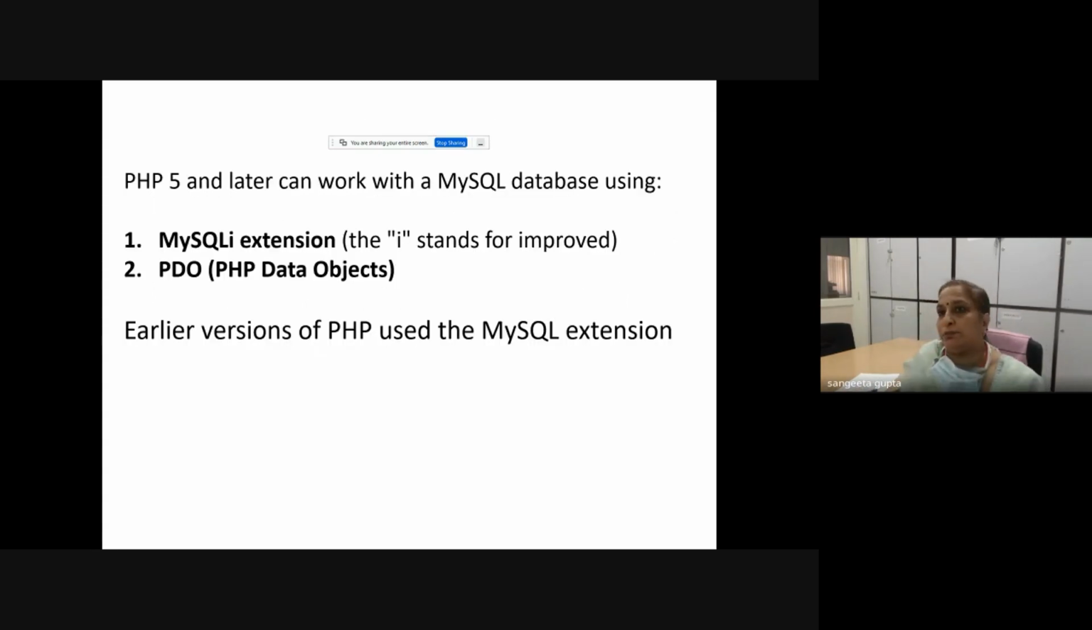Now here I will say, earlier, meaning before PHP 5, we were having MySQL only. Now we are having two more things: the MySQLi extension, where i stands for the improved version, and the other is PDO, that is PHP Data Objects. ये आपको facilities दोनों मिली हैं PHP 5 and later versions में. These days people are using PHP 7. And earlier versions of PHP used the MySQL extension only.